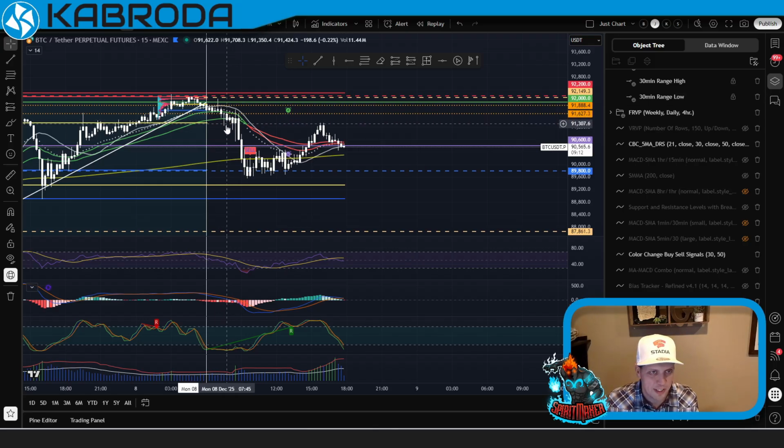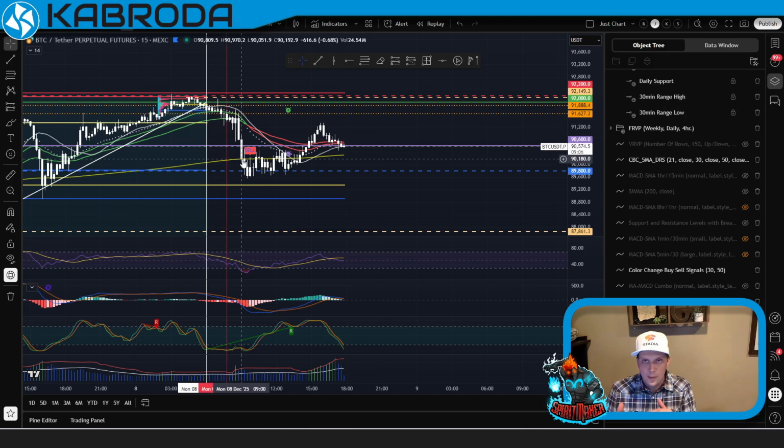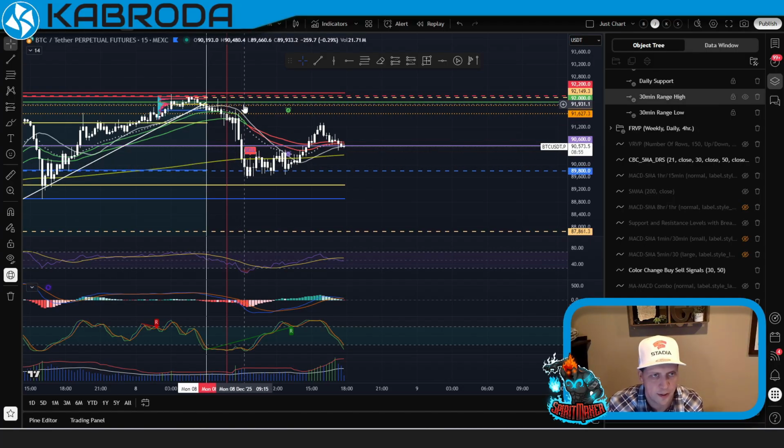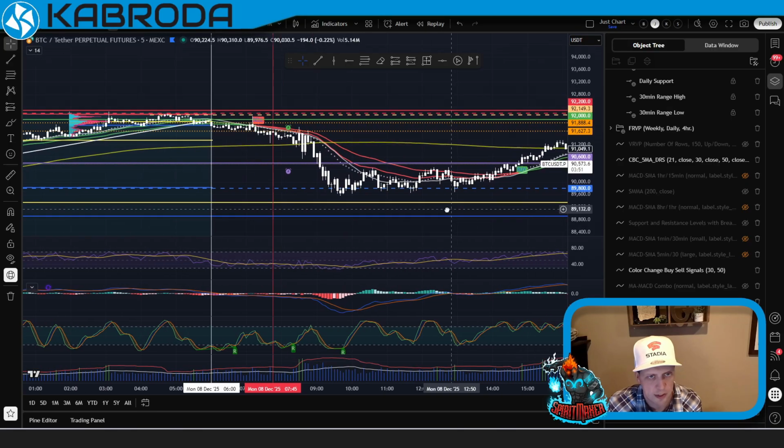So you have this breakdown somewhere right in here. I want to start looking at this price action back to the 200, back to the meme, going back to the center area, or really going back into testing that daily support range right down here. So I'm going to jump into the 5-minute here. Let's take a look at this.